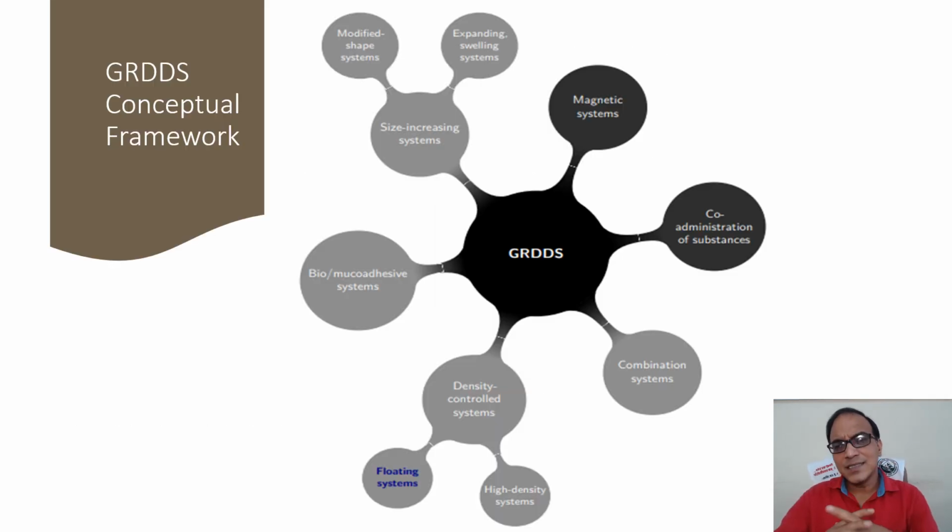Now let's see the GRDDs conceptual framework. It may be magnetic system, co-administration of substances, combination systems, density control system, high density system, floating systems, bioadhesive and mucoadhesive systems, size increasing system, and it may be of some different types. So GRDDs is a mix of approaches you will have to adapt if you want to go for developing GRDDs for a particular system. You will have to see these approaches, this conceptual framework, to decide what will be the choice of the delivery system you want to go for.